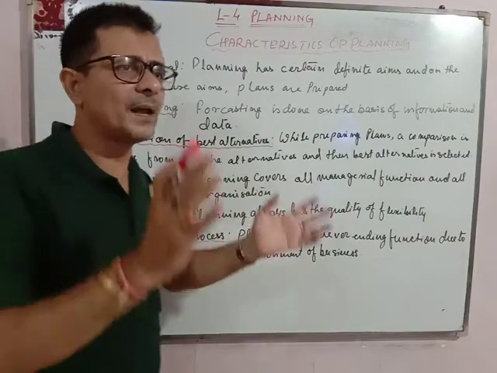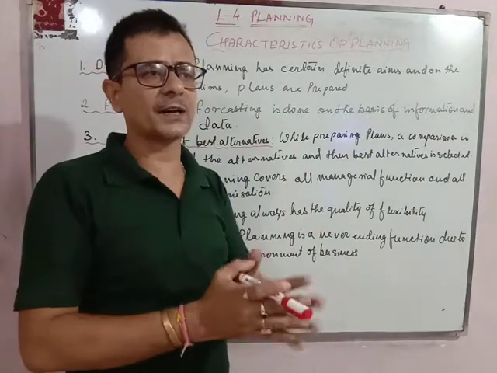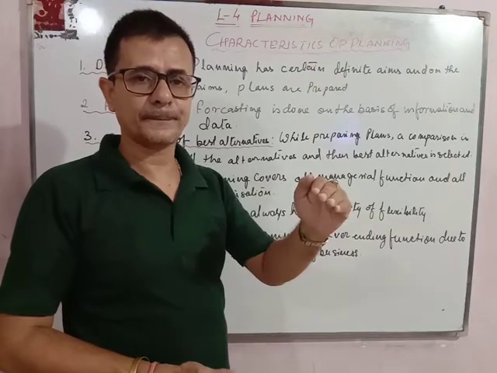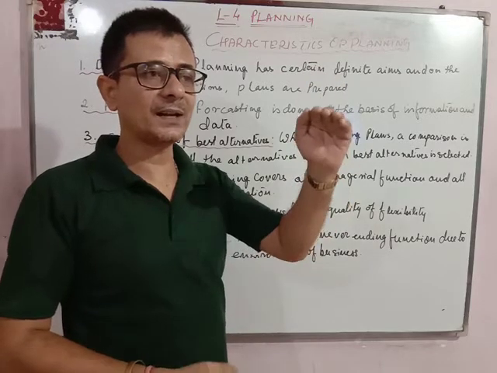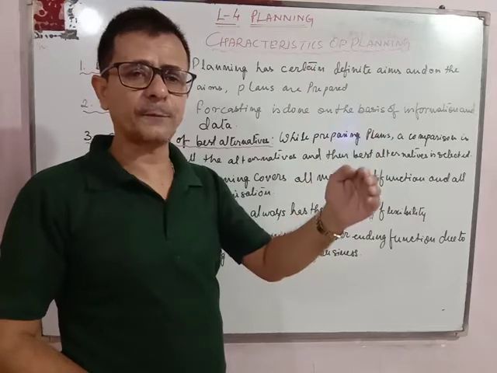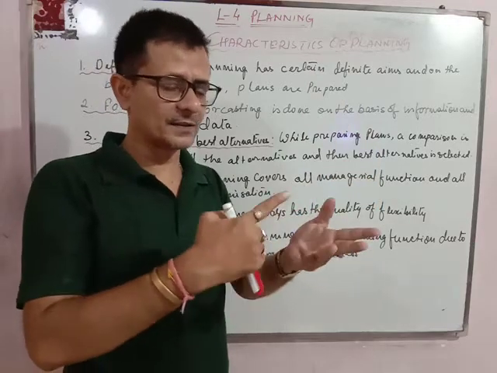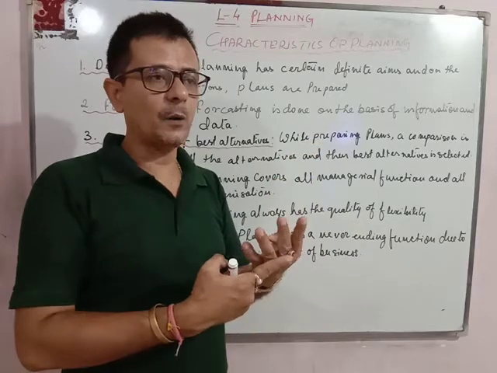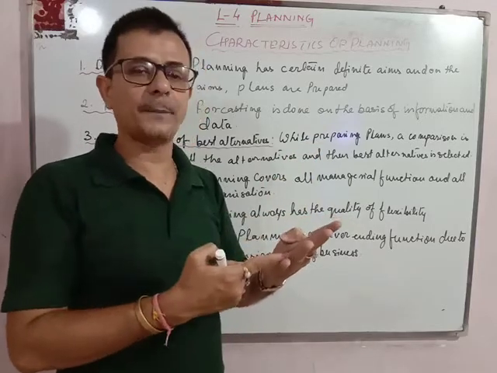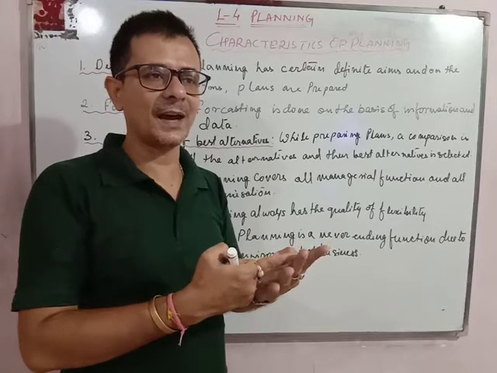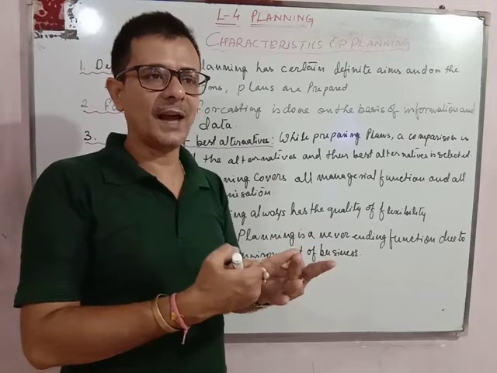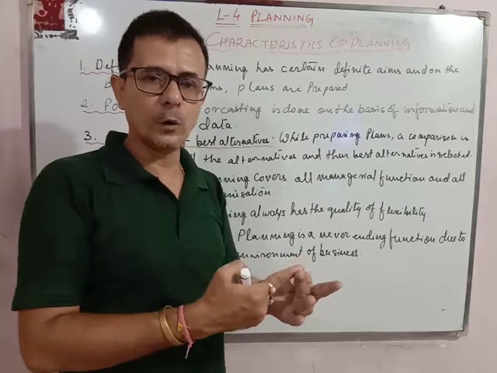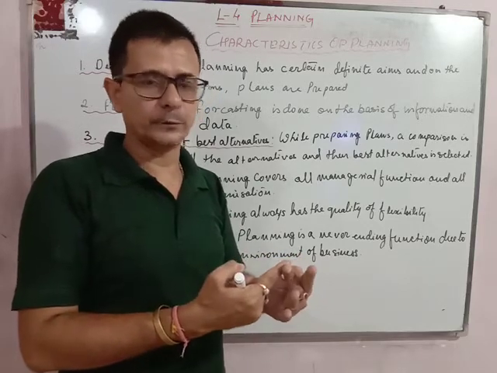Next, selection of the best alternative. When we prepare a plan for certain activities, we may have different plans. We can create 2-3 different types of planning, like plan A, plan B, plan C, plan D. We can have 4 different plans. Out of these 4 different plans, we have to select the best plan that will help us to achieve our aim or goal. So that you have to do.